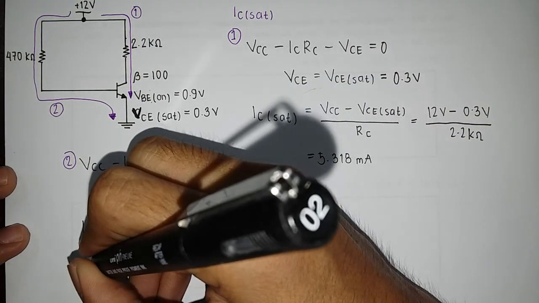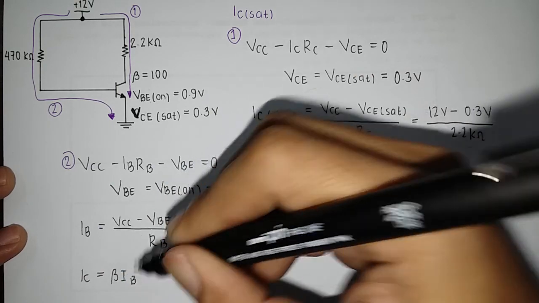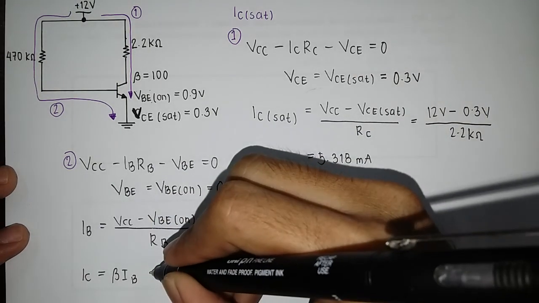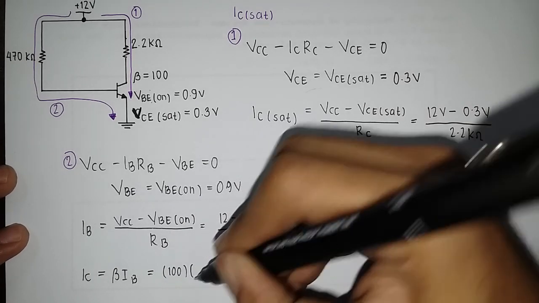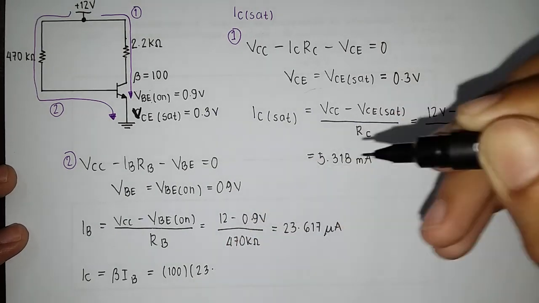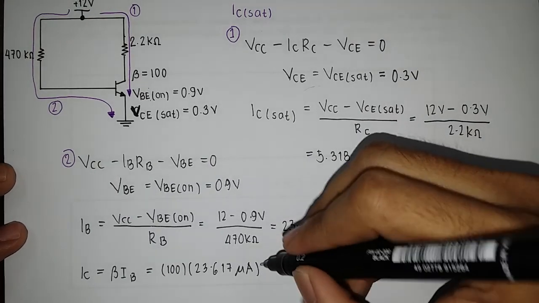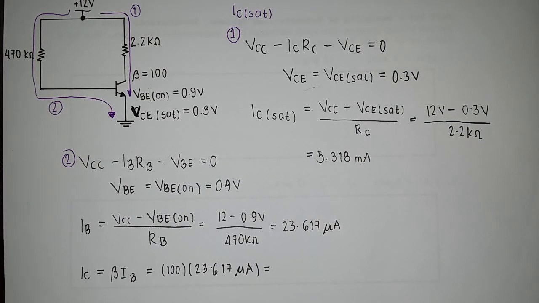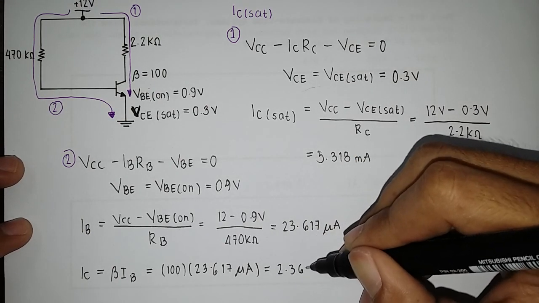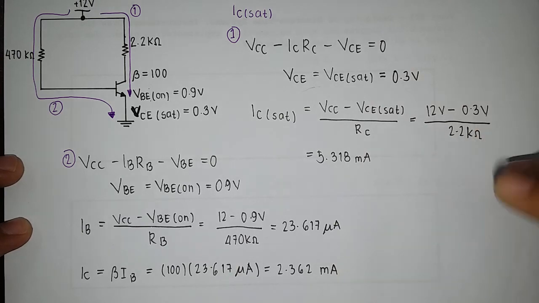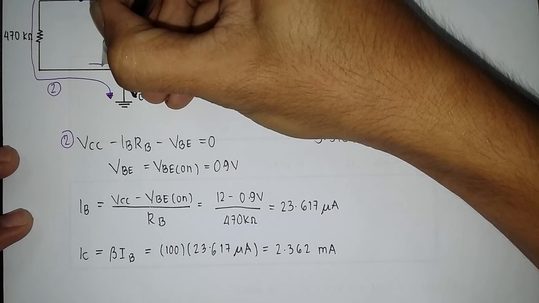Okay, and to get IC, okay, try natin yung transfer function, which is IC is equal to beta IB. Now, gagamitin natin yung transfer constant na beta. So, substitute lang natin 100 times the value of IB, which is 23.617 microamperes. Okay, so ang magiging value ng IC natin is 2.362 milliamperes.